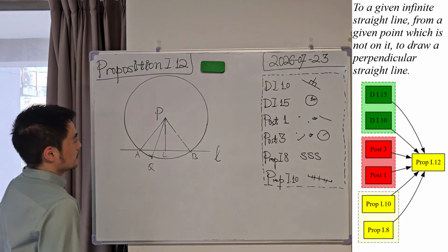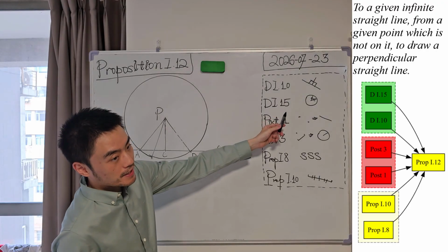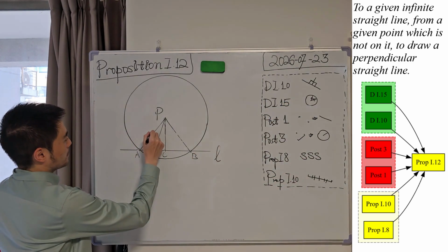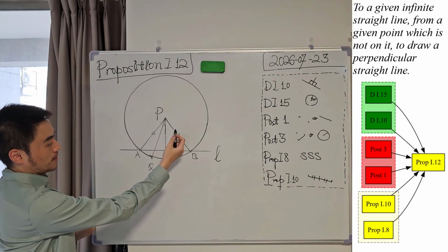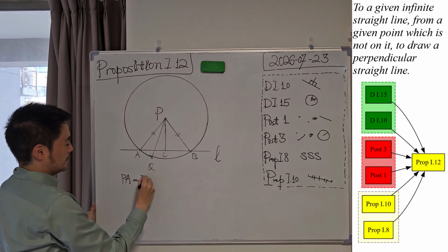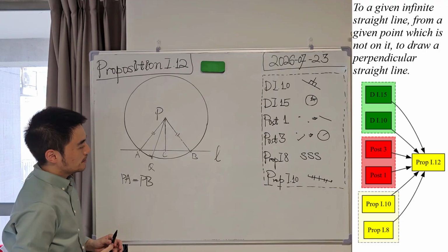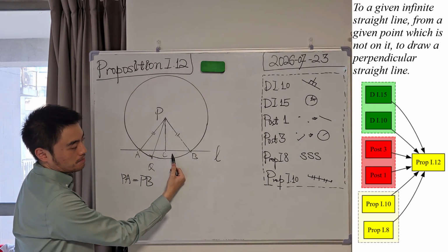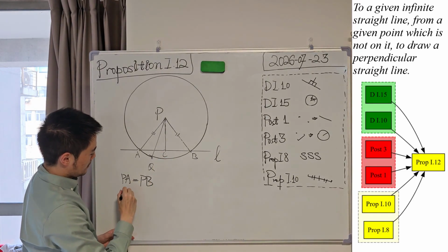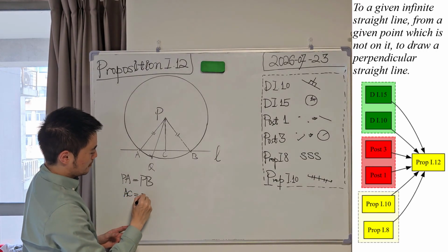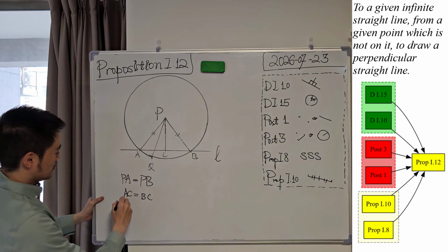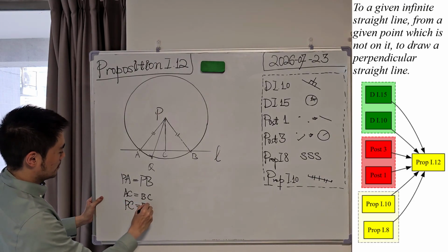So please recall definition 15, the definition of a circle. In a circle, all radii are equal. So we have PA equals PB because they are radii of the same circle. PA equals PB, right? And then we know that AC is equal to BC because AB is bisected at point C, right? AC is equal to BC. And please note that PC is the side shared by these two triangles. So PC is equal to PC.